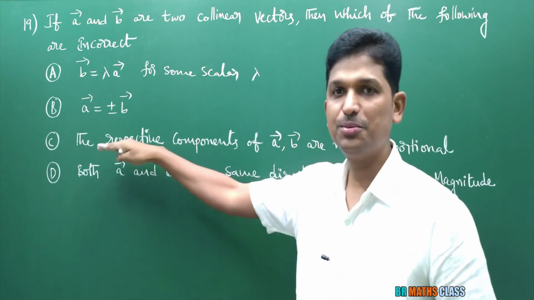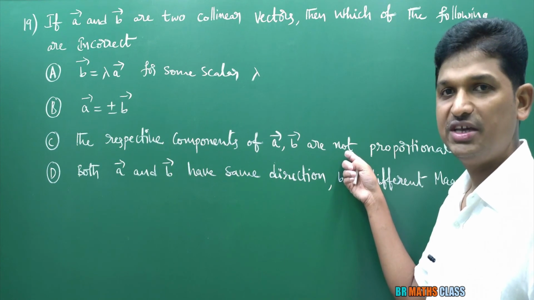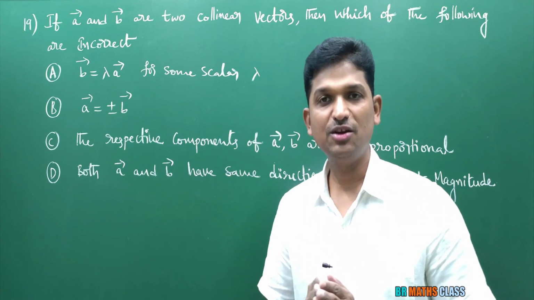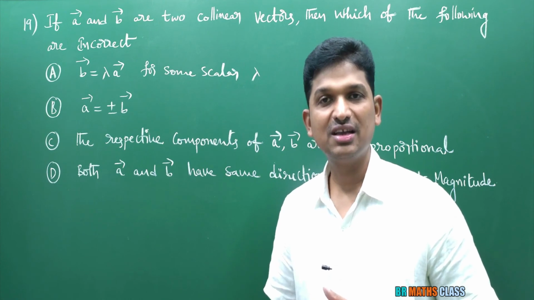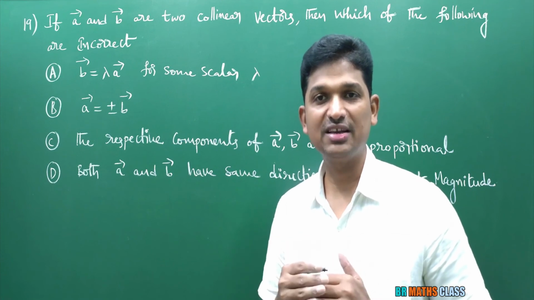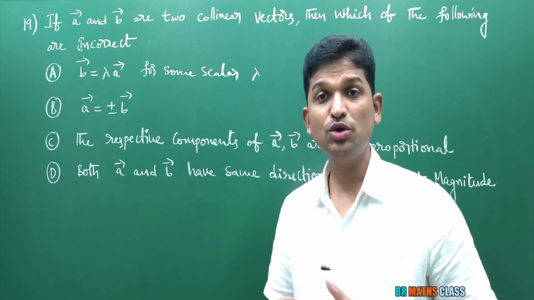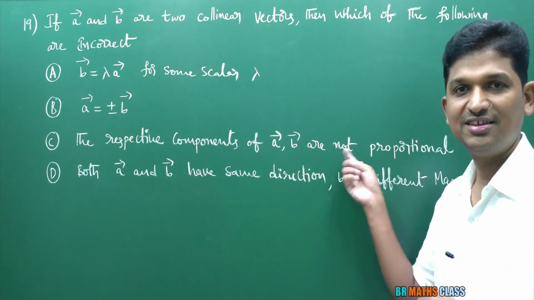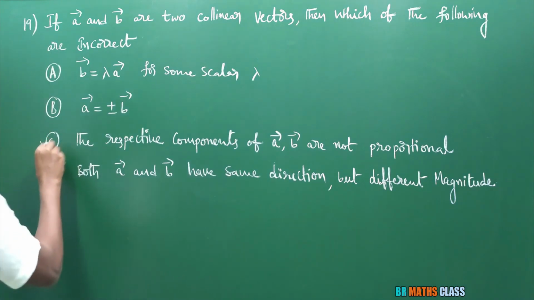Now, see this third option. The respective components of a bar comma b bar are not proportional, they given. Collinear vectors are also known as parallel vectors. In parallel vectors, the respective scalar components of given vectors are proportional. We know that point from the definition. Here, they are saying that they are not proportional. So, this is incorrect statement.